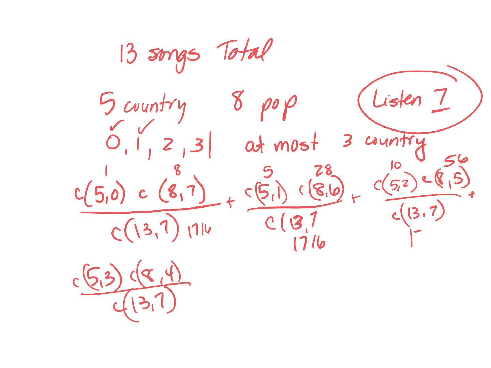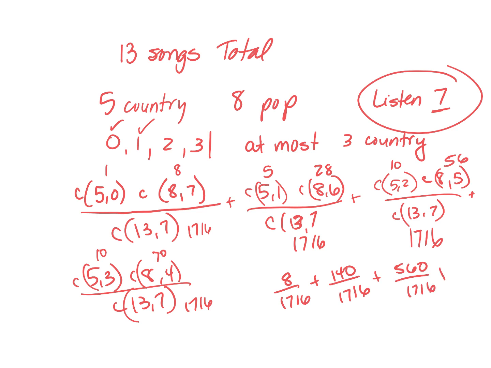What about the other 5, 3? Okay. So we filled in everything, and I like to just make each one into a fraction. So the first one is going to be 8 over 1716, plus 5 times 28 is 140 over 1716, plus 560 over 1716, plus 700 over 1716.